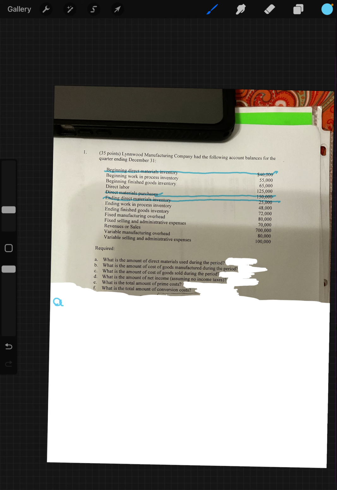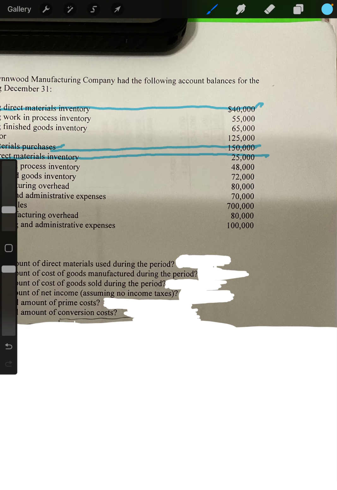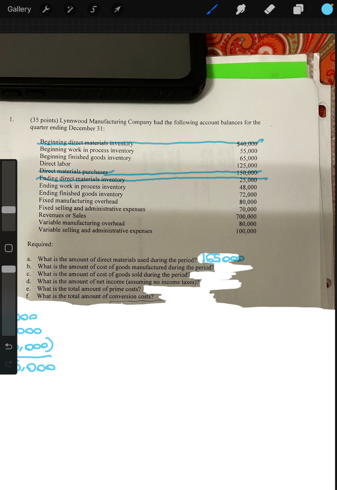So in other words, A is going to be 40,000 plus 150,000 minus 25,000. And that gives us a result of 165,000. So that's our answer for A.